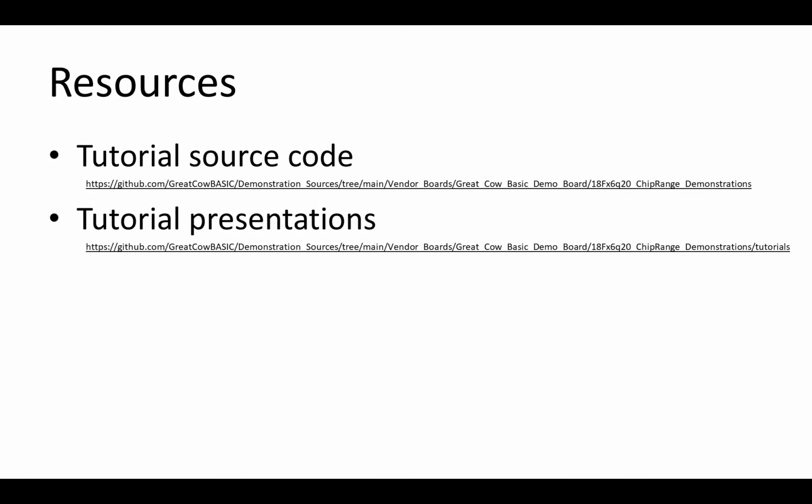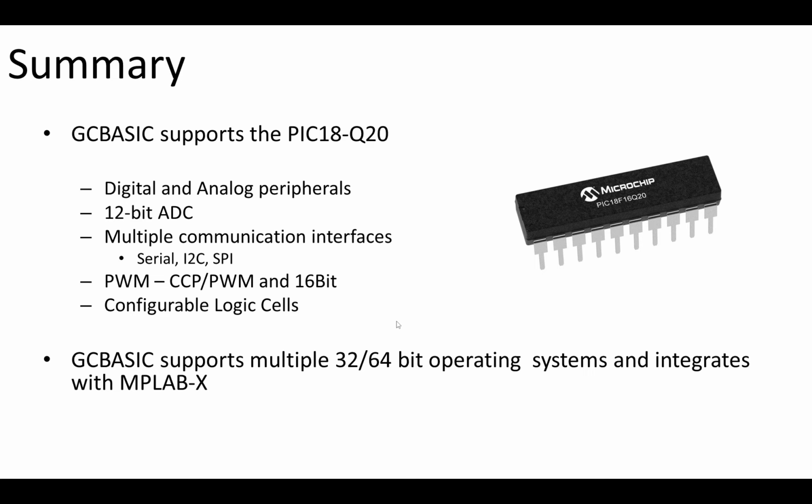All the source code is on GitHub. It's actually in the demonstrations. There's a demonstration installer, and you can get that when you start up GC Studio. You can actually install it, and this is the Q20 chip range demonstrations. There's a set of tutorials. All the PowerPoints are in the tutorials folder. So GCBASIC supports the Q20, lots of capabilities. There are more capabilities. Just look how these are written and just make the rest work. GCBASIC supports 32 and 64-bit operating systems because we maintain compatibility with XP. We do. It works.